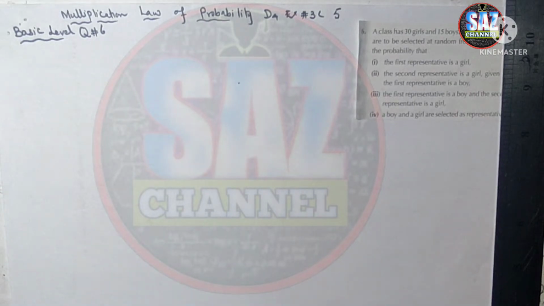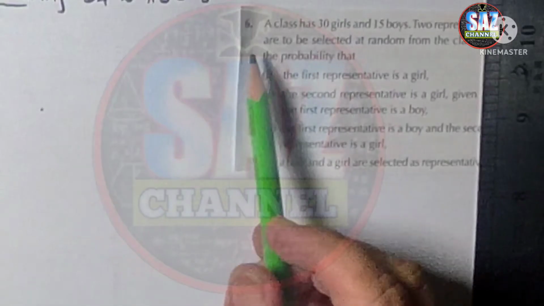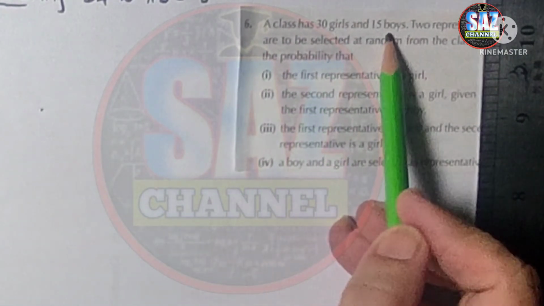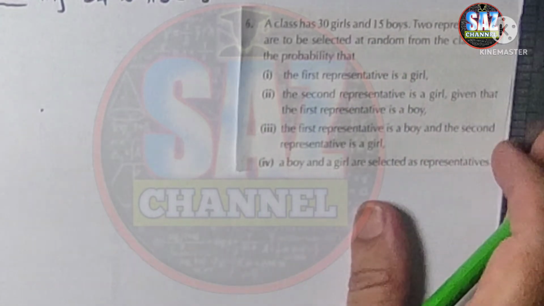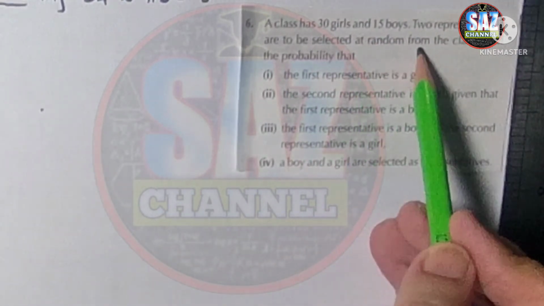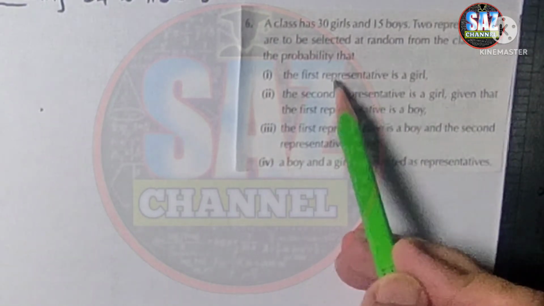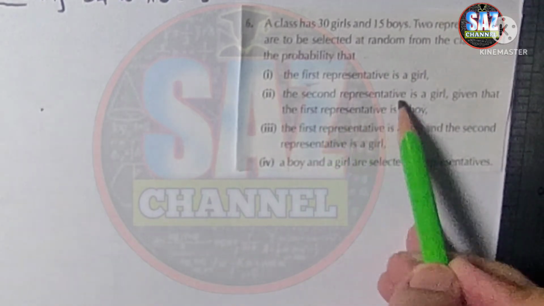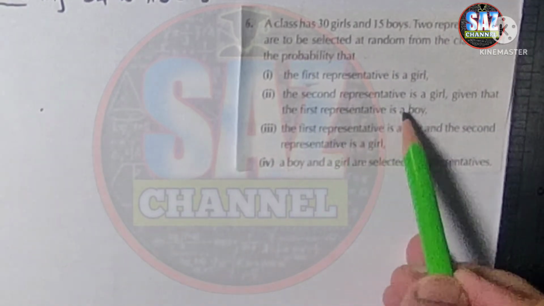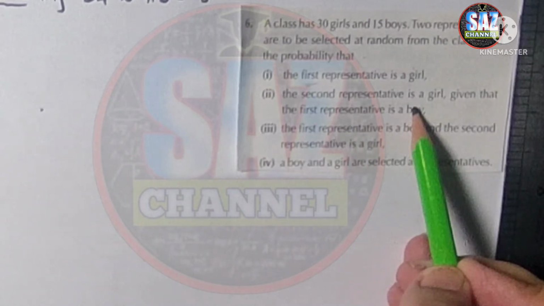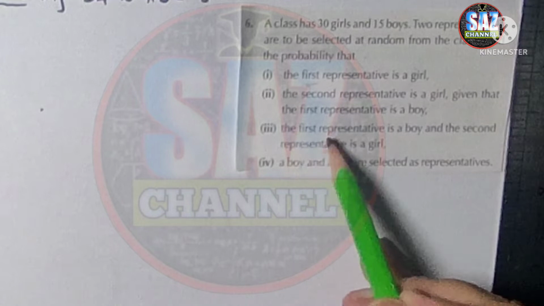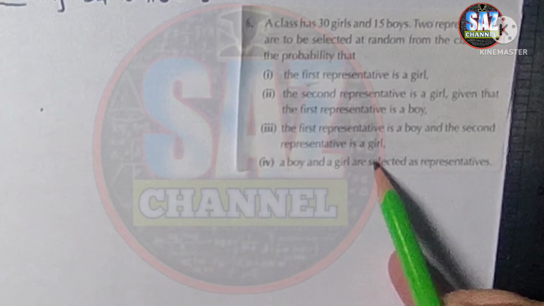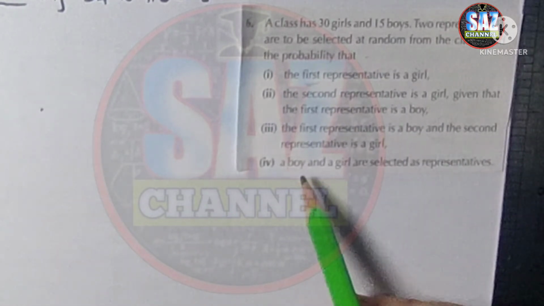Let's move to today's class, and in this class we will be discussing question number 6. Question 6 says a class has 30 girls and 15 boys. Two representatives are to be selected at random from the class. Find the probability that the first representative is a girl; the second representative is a girl, given that the first representative is a boy; and the next part says the first representative is a boy and the second representative is a girl, that is, a boy and a girl are selected as the representatives.